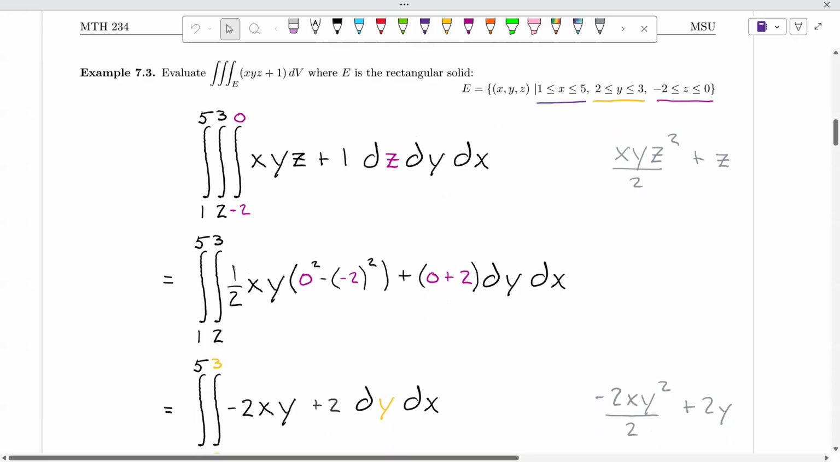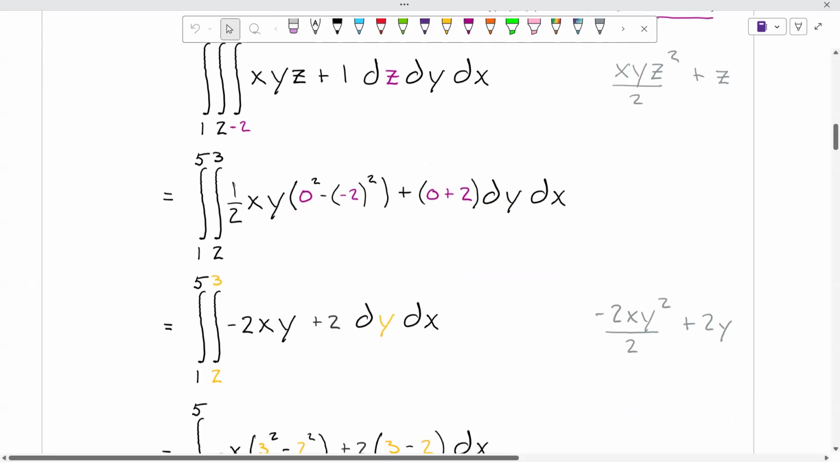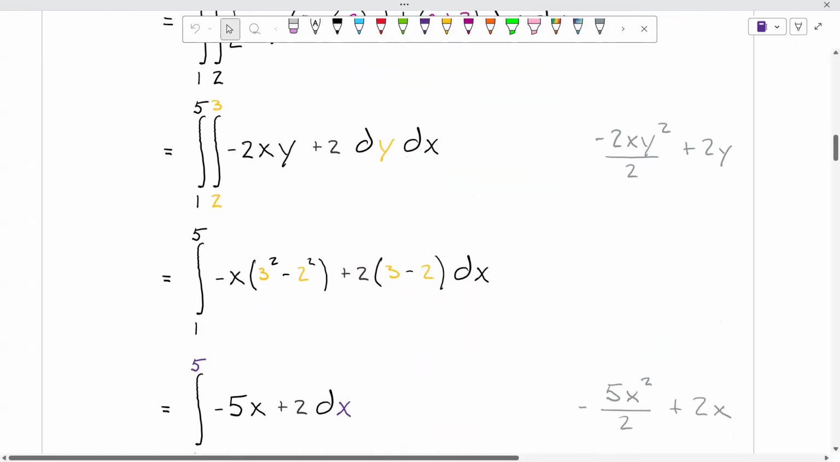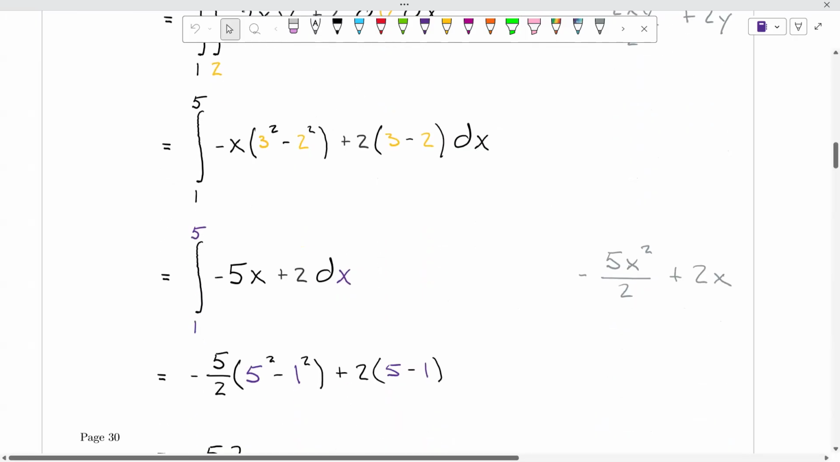So integrating xyz plus 1 dz gets me to xyz squared over 2 plus z. I wrote that integral over in the margin, but then plugged some numbers in and got another value. Then I've got negative 2xy plus 2 that I'm going to integrate with respect to y. So negative 2xy squared over 2 plus 2y. Plug in some more numbers, get another thing.